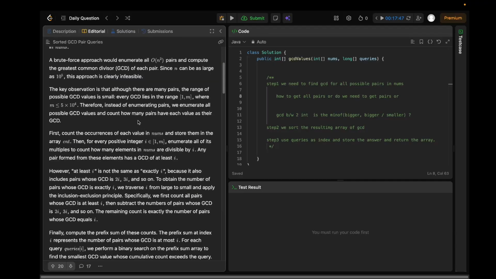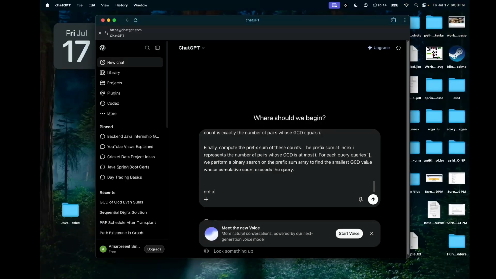The key observation is although there are many pairs, the range of possible GCD values is small. Okay, up till this part I'm clear. First count the occurrence of each value in nums and store them in an array. Then for each i enumerate all of its multiples. Okay, I'm not able to understand after this part.